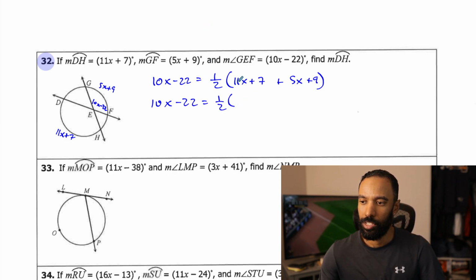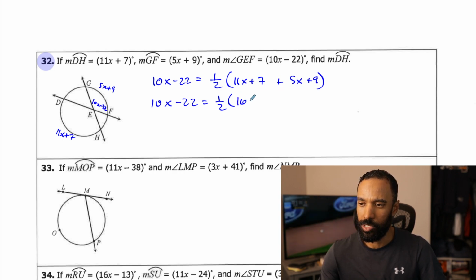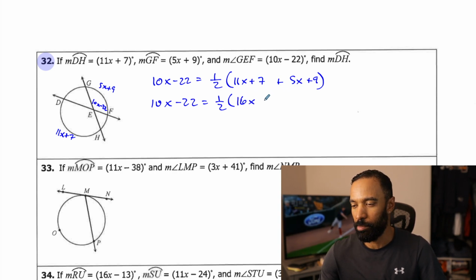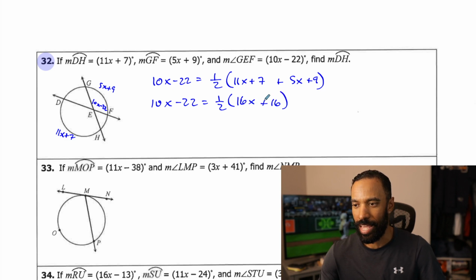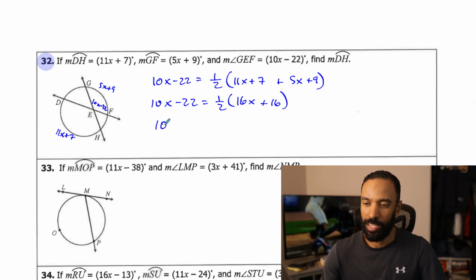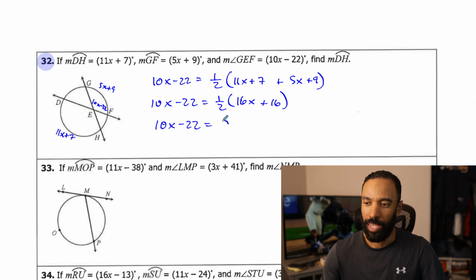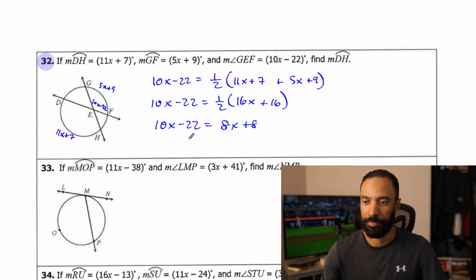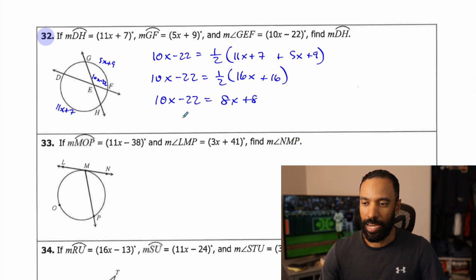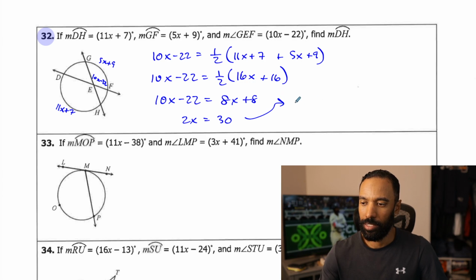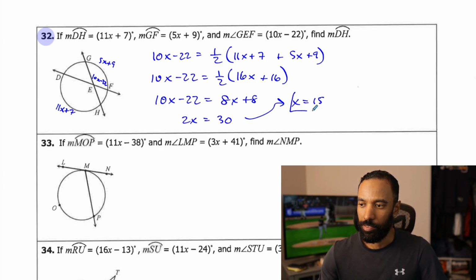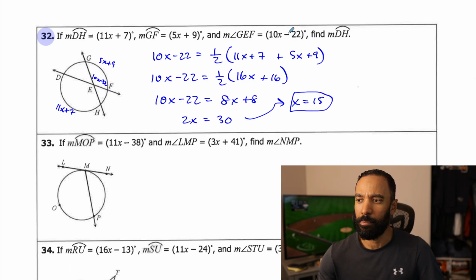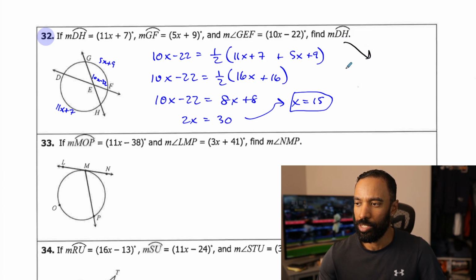Let's clean this up because we'll get even numbers this time. Instead of doubling everything, I don't mind distributing the 1/2 into that set. Half of 16 is 8, so it can work fully there. 8x plus 8. So I combine like terms, boom, boom, took half. Subtract 8x from both sides, add 22 to both sides, divide both sides by 2. X is 15. Okay, now let's take that and find the measure of arc DH.